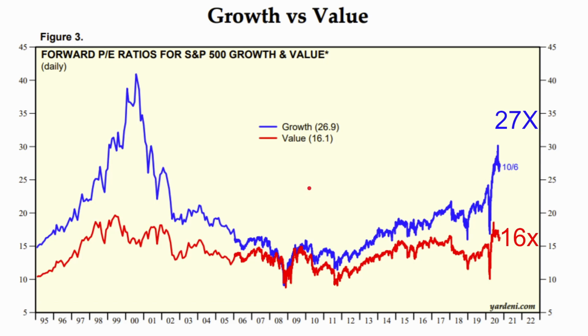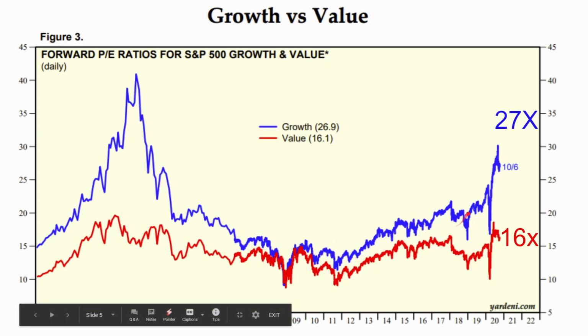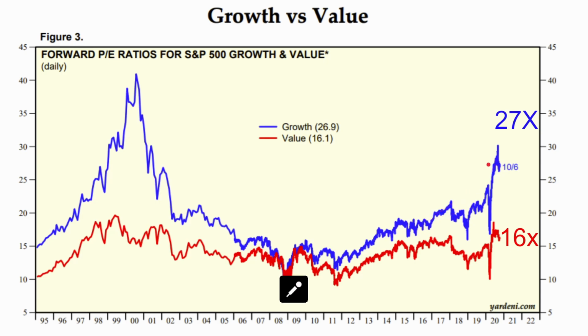we see that value and growth's PE actually converted into one. So they crossed over each other, and that is very unusual for a crisis. So then after that, value, the PE ratio starts shooting way up. Before today, where the PE ratio actually peaked over 30 times forward earnings.